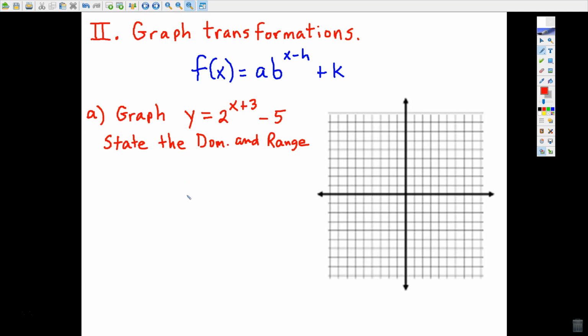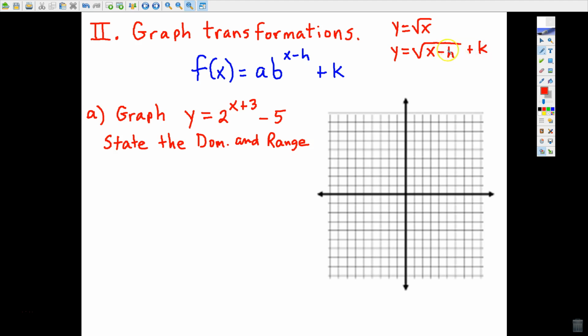Okay, so now that we understand what the parent looks like, let's review transformations of parent functions. So we've already been doing this for other parents, like this parent function. We said that here's how we transform it or translate it.